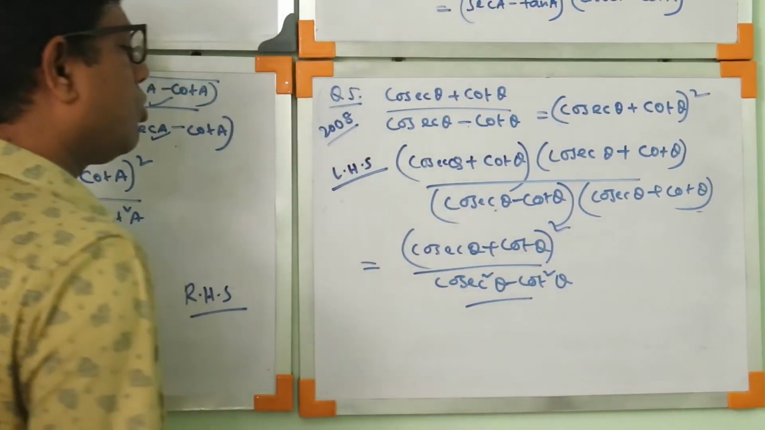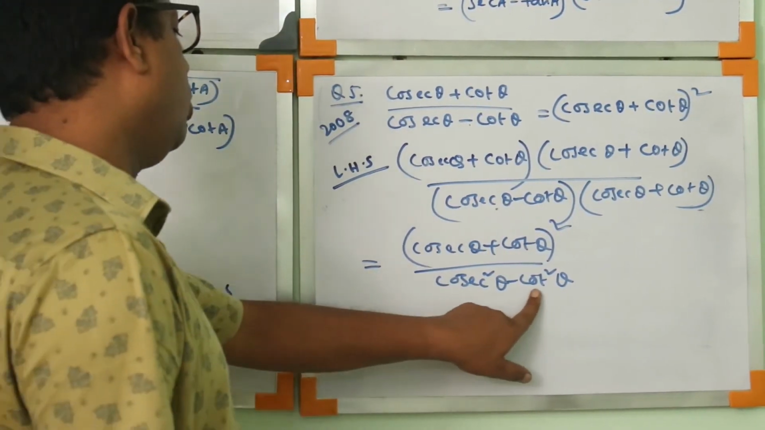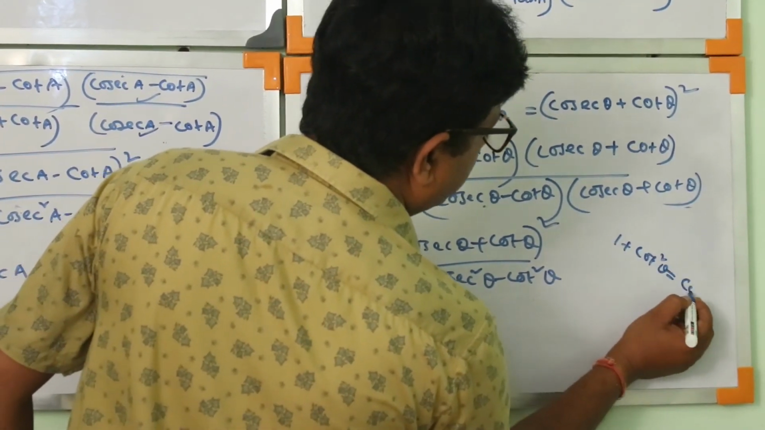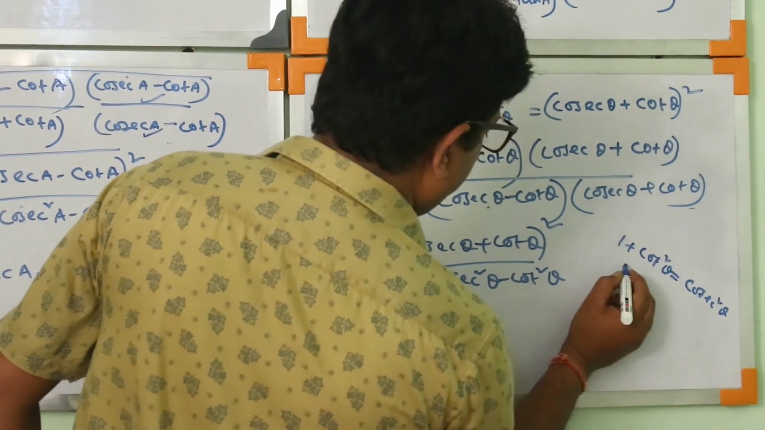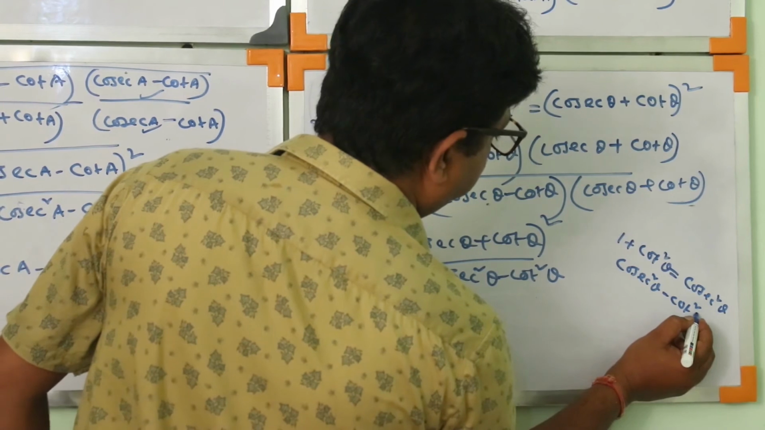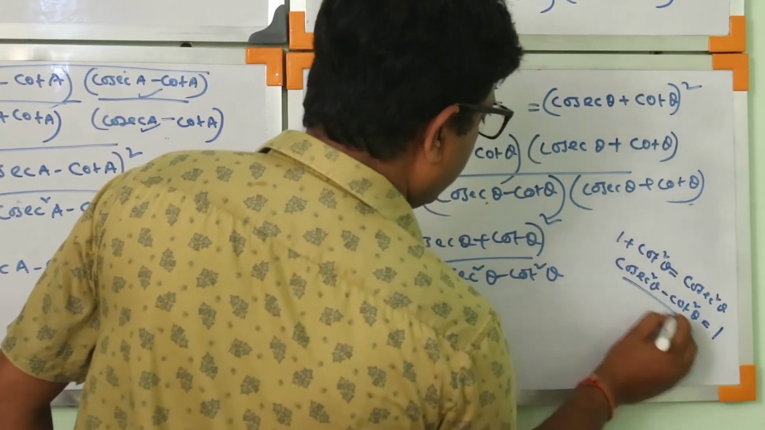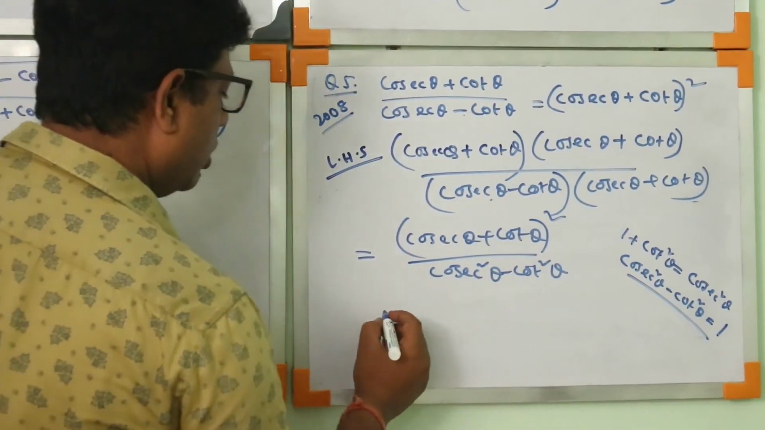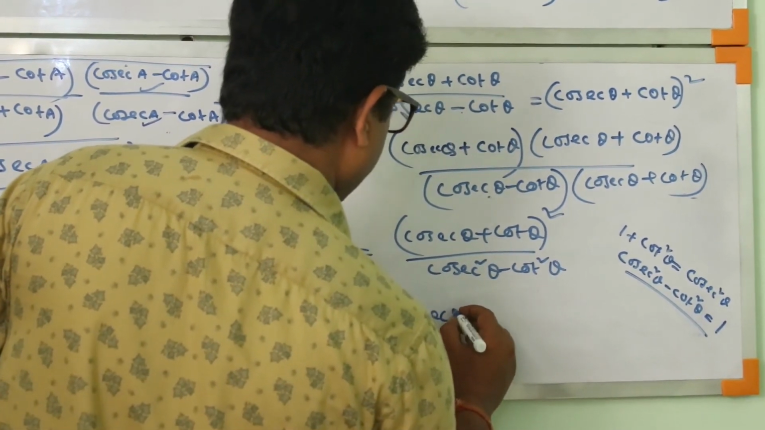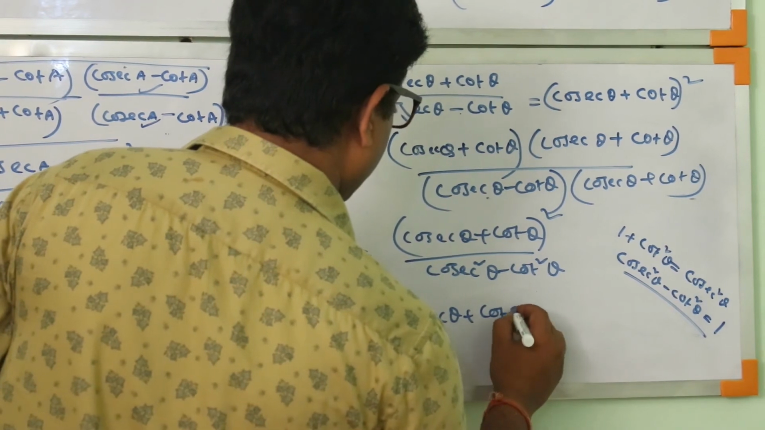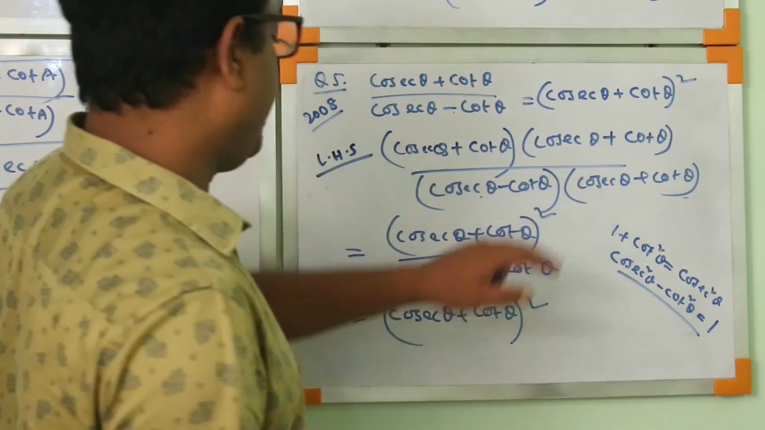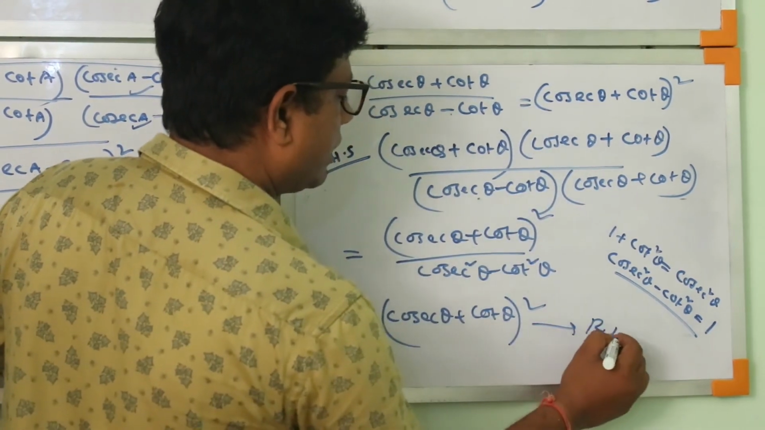What will be the value of cosec square theta minus cot square theta? We know 1 plus cot square theta is equal to cosec square theta. So cosec square theta minus cot square theta is equal to 1. So this value will be equal to 1. So ultimately we will get (cosec theta plus cot theta) whole square. So this is the right hand side. This will be equal to the right hand side.